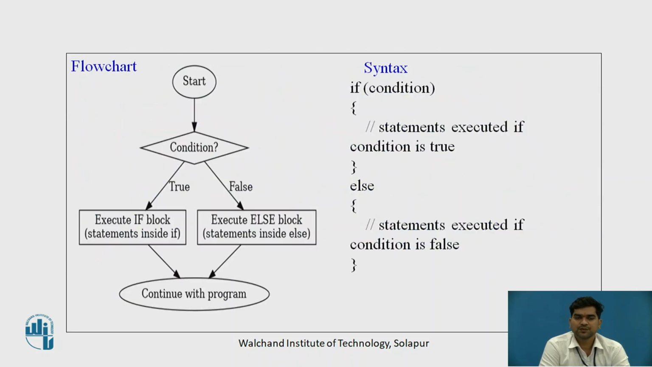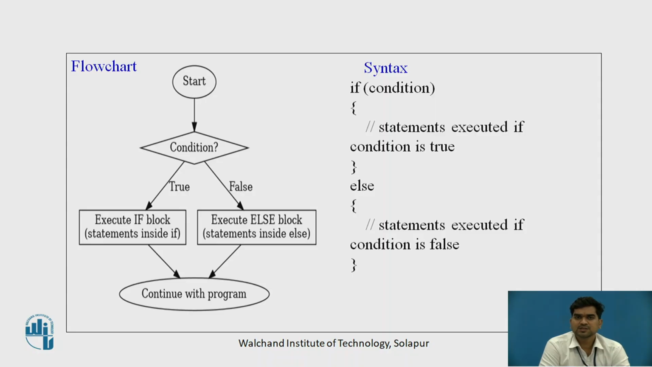Now the flowchart for the if else condition statement. We start the program by providing the first condition, either greater than, less than, or checking whether positive or negative, such a condition we need to provide there. Then if the condition is satisfied, that is true, we execute the if block, the statement inside the if. If the condition is not satisfied, that is false, it executes the else block, the statement inside the else. So this is the flowchart for the if else statement.